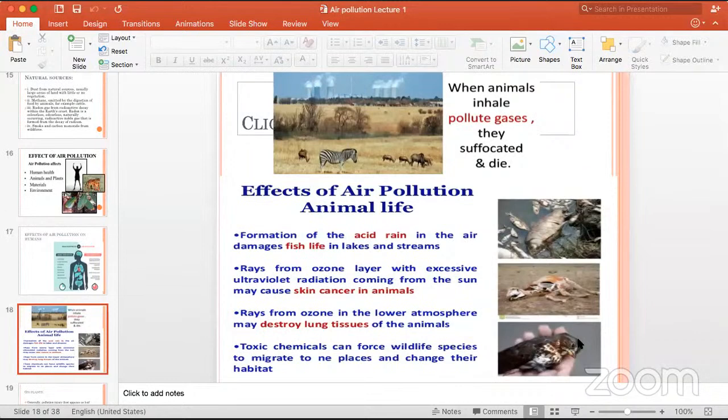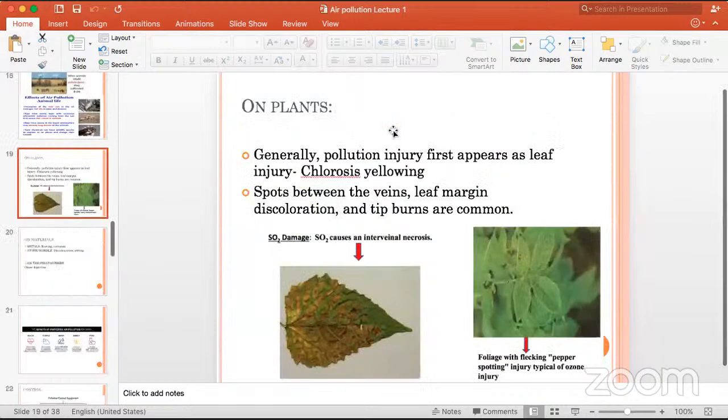So in this image, there's a big industry here. In the case of leaves, there can be leaf margin discoloration, or it burns out. So here, can you see that it is becoming yellow? So that is the cause of sulfur dioxide. There is also pepper spotting. Can you see?